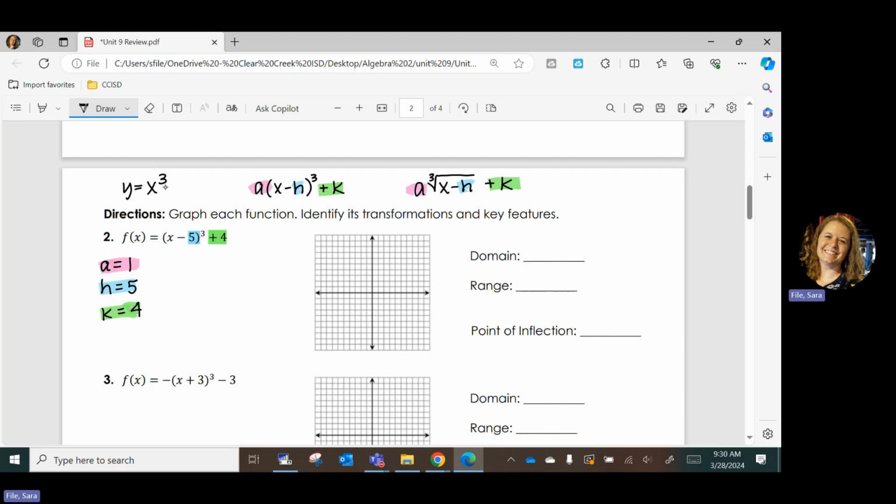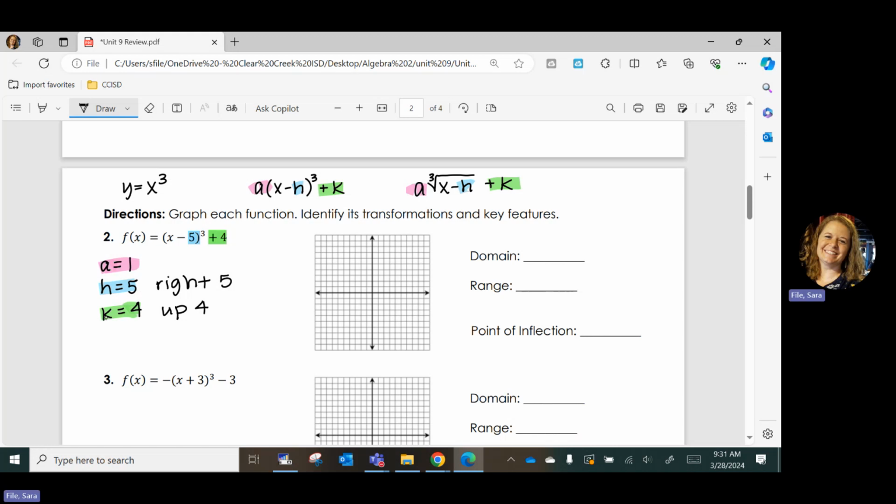Remember, H is the horizontal shift. So this is going to shift right 5 because H is positive. Remember, it's the opposite sign in the equation. So it's minus 5 in the equation, which means H is actually positive 5, so it's going right 5. K is straightforward, it's positive, so up 4, because K is your vertical shift, up or down.